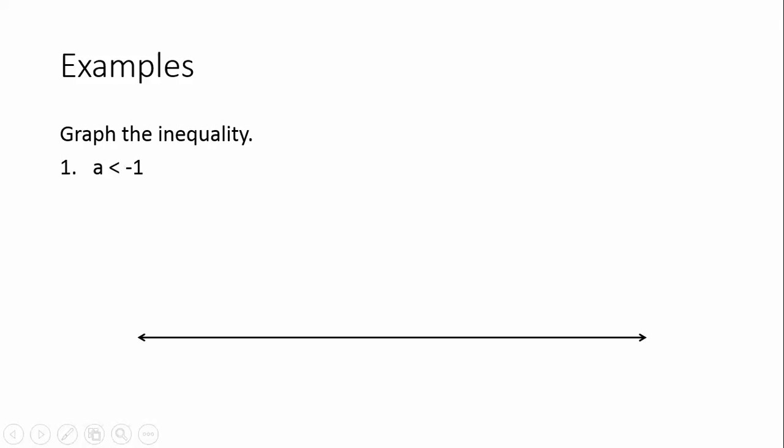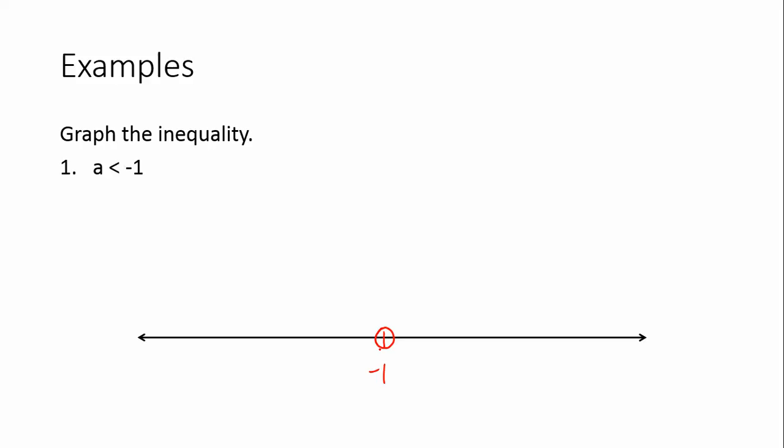So let's graph the inequality. We have a less than -1. The first thing we would want to check is that the inequality is in fact solved for the variable, and here it is. So we're at -1 on the number line. The first question is, are we including -1 or are we not including -1? And we look at the symbol. If it's just a less than or greater than, we are not including -1, so we're going to have an open circle. And then the question is, which way do we shade?